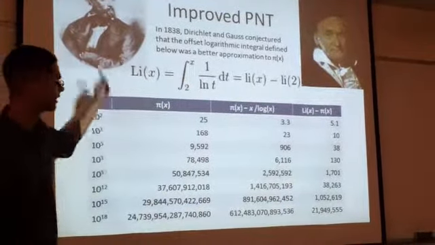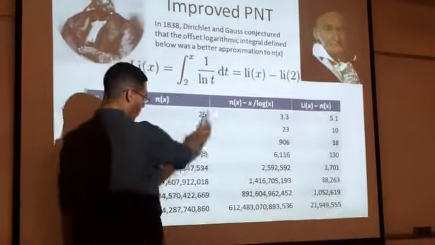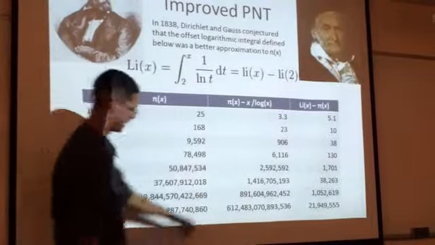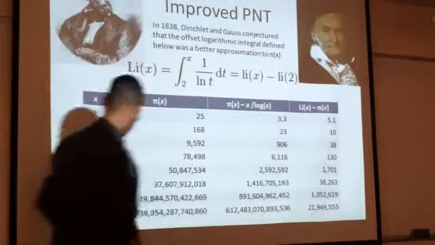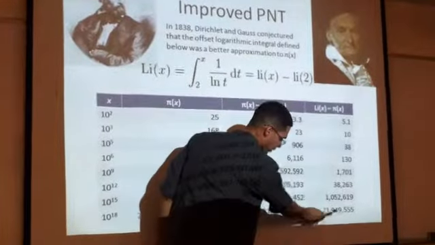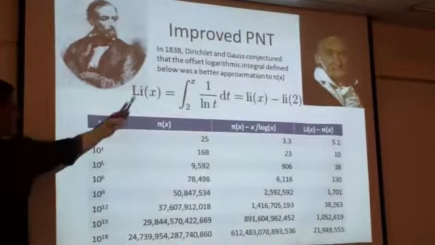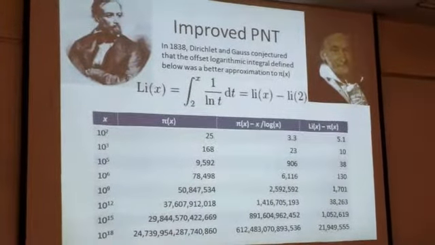And surprise, surprise, it gave you a much better estimate, as you will see. Just compare the numbers, and remember the 612 and this number, 10 to the 18. Look how much better you did now, as the difference. They call it Li of x, the logarithmic integral of x.